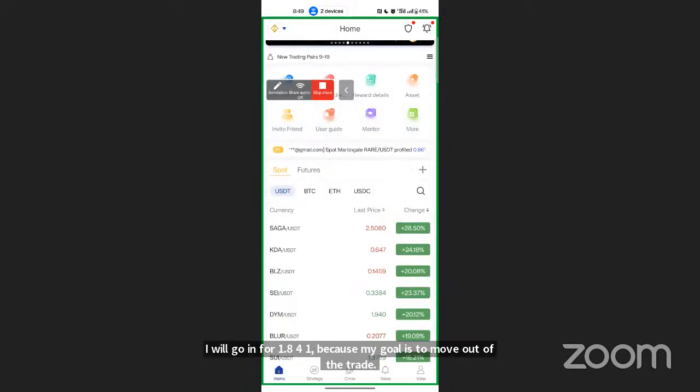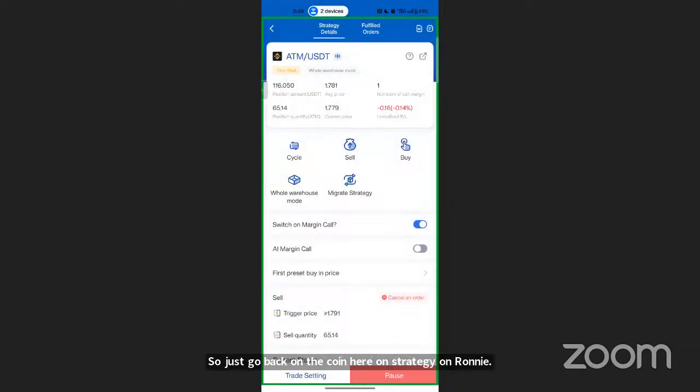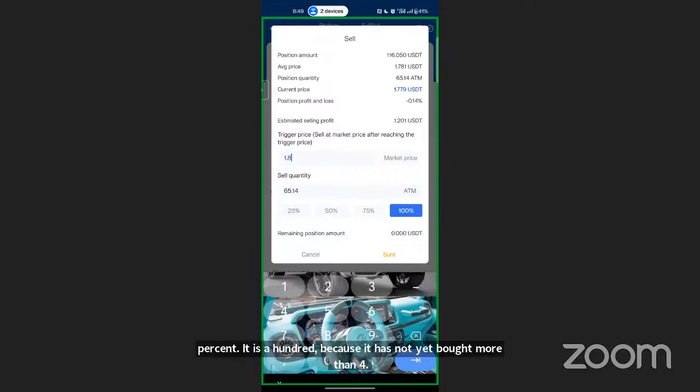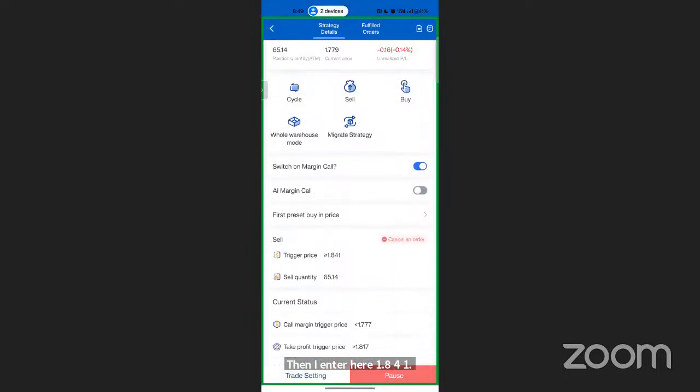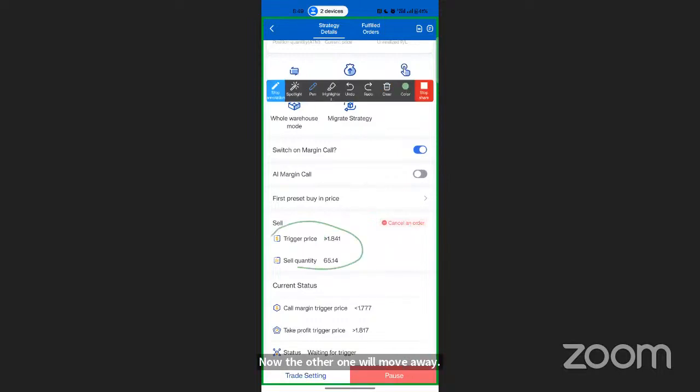So I'll just go back on the coin here, on strategy, on running. I still tap on sell. Okay. Since the coin has already bought, I tap on 100%. It is 100 because it has not yet bought more than 4. Then I enter here 1.841. Then I tap sure. Now, the other one will move away, and this will be my new take profit. So I'm now trading in the 4-hour time frame.